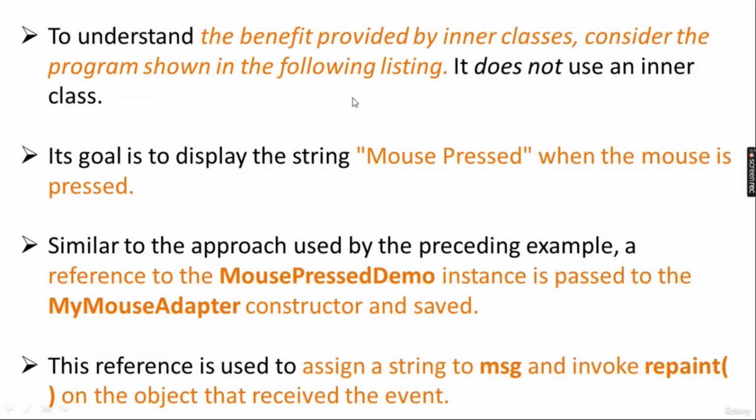So we will now see the benefits of inner classes. For that, we will see the following example that does not use an inner class. The goal is to display the string Mouse Pressed when the mouse is pressed. A reference to MousePressDemo is passed to the MyMouseAdapter constructor and saved. Like in the previous example, we passed the object of the previous class. This reference is used to assign a string to message and invoke repaint, which calls paint.